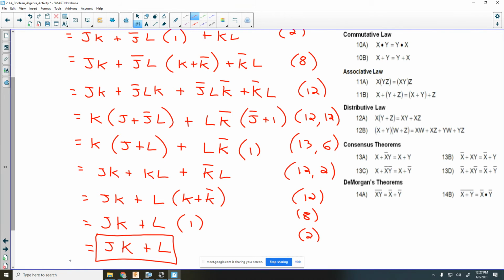Okay, got it? Yeah. Was that bad? Not really. It's just looking at what do I need to do to make things simplify.